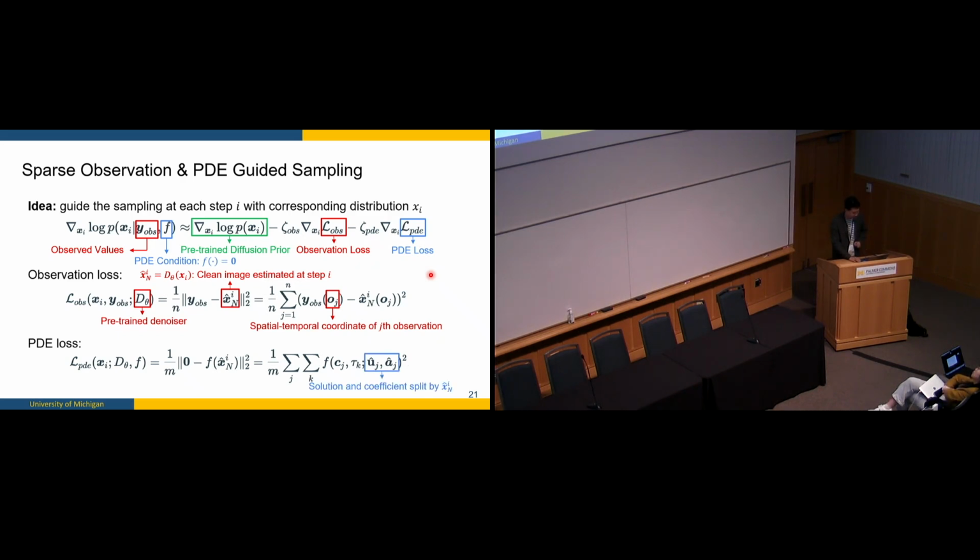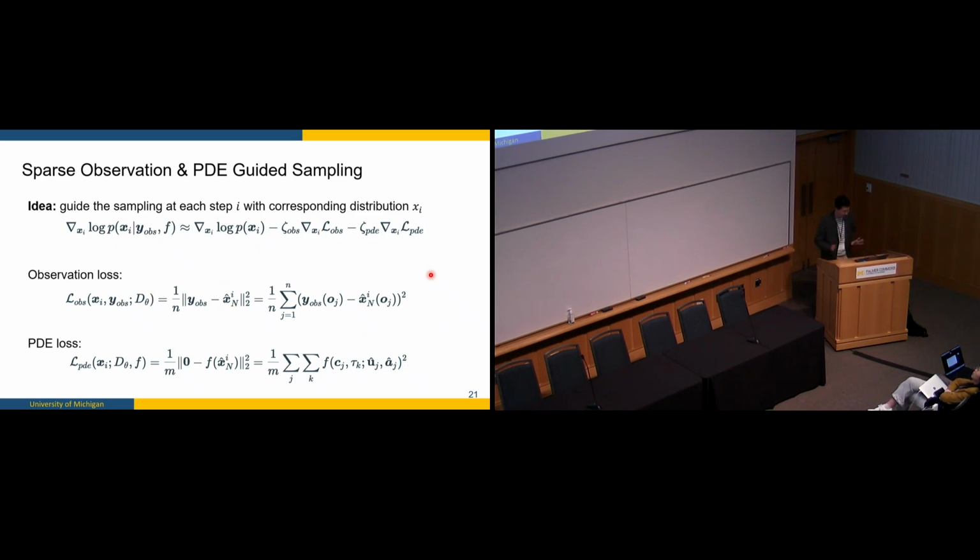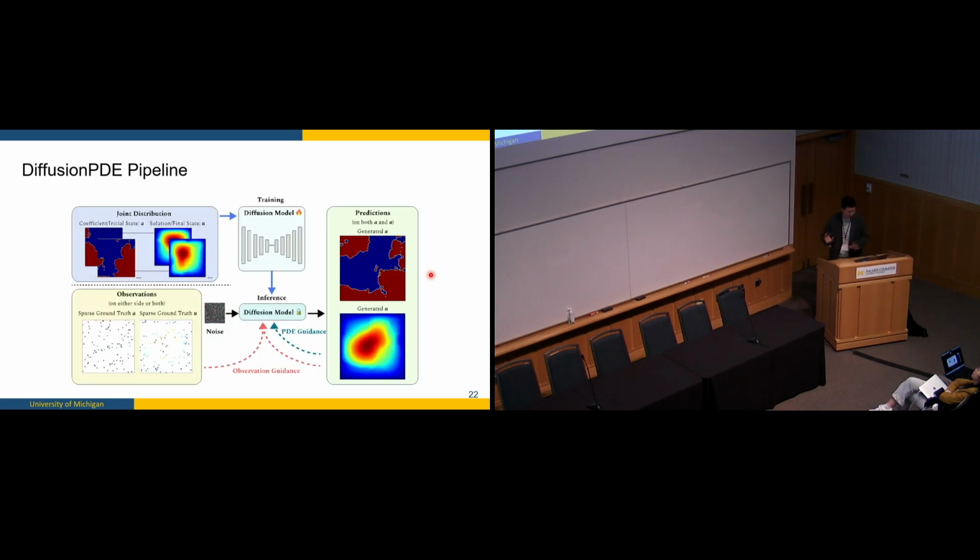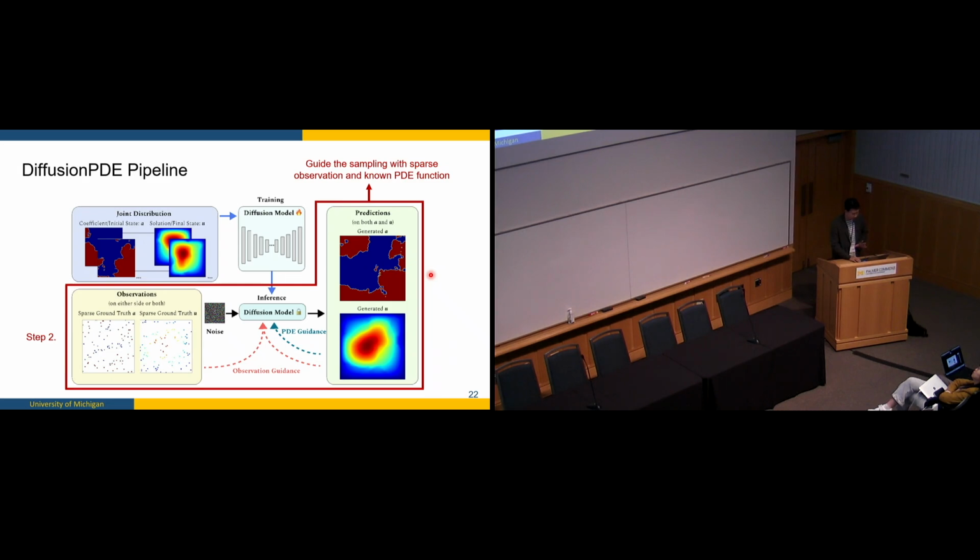And this is the final state, okay? So we apply guidance in the denoising process in order to accommodate this observation and PDE losses. And this is the whole picture. Okay, so I hope it was clear how this algorithm works. Okay, so let's move on to the results.